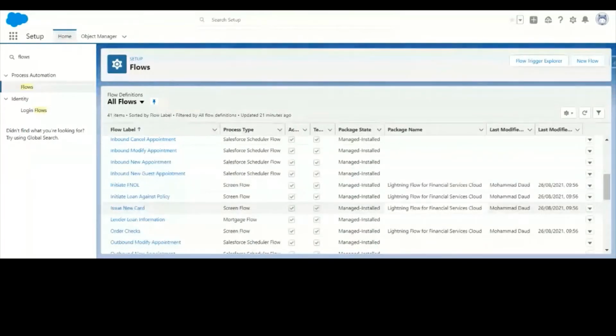Can you see my screen? Yes, we can see your screen. It's all flows. Okay.